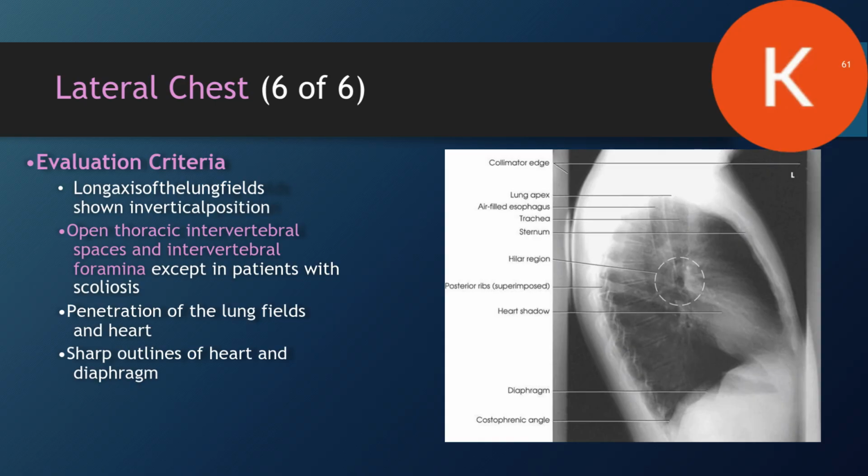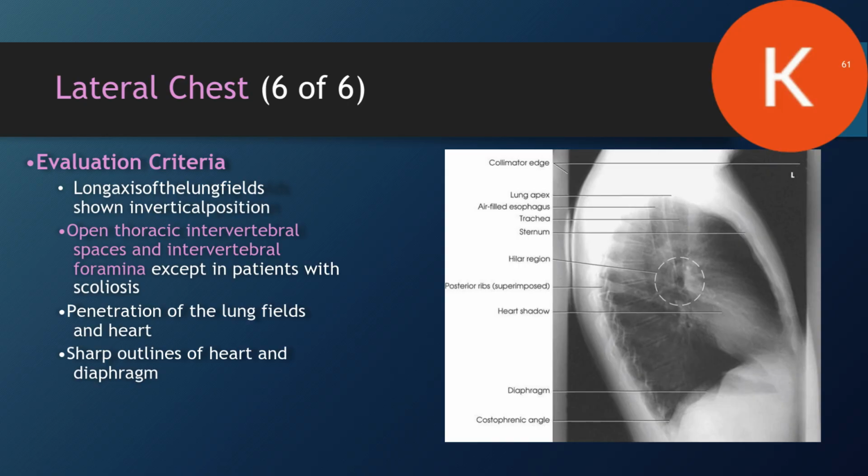The long axis of the lung field is shown in vertical position. We have the open thoracic intervertebral spaces and intervertebral foramina, except in patients with scoliosis. Penetration of the lung field and heart, with sharp outlines of the heart and diaphragm.